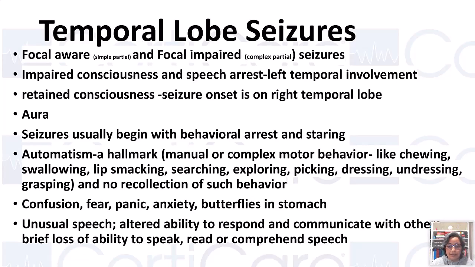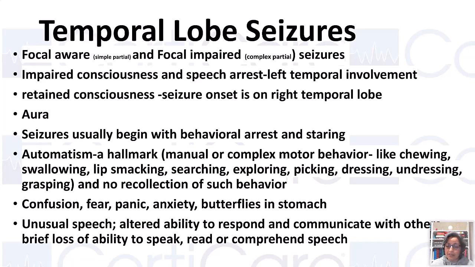Automatism is basically the hallmark for temporal lobe seizures, right? Manual or complex motor behaviors. Most of the time the automatism is confined around the mouth area, like chewing, swallowing, lip smacking, and automatism of the hands, like they're picking something, looking for something, exploring. And they do not have recollection of this behavior.